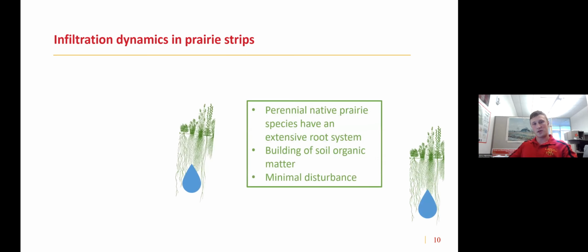In contrast, when we look at the prairie strips, they have this extensive root system. Native prairie species adapted over millennia to withstand the climate extremes of the region. So they invest a lot of their energy into their roots to be resilient year after year. Along with that extensive root system, we have the buildup of soil organic matter as a result. And since these are not crop systems, there's minimal soil disturbance. There's no field operations to disrupt things in the soil and maybe reduce infiltration capacity.